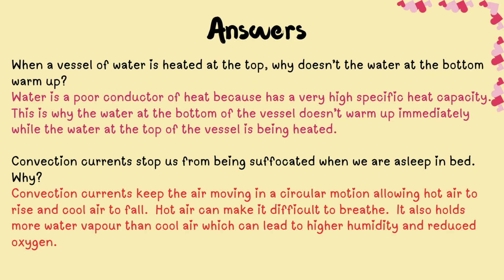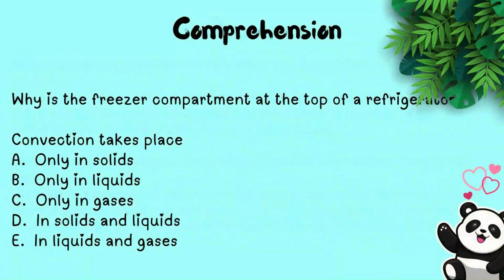Water is a poor conductor of heat because it has a very high specific heat capacity. This is why the water at the bottom of the vessel does not warm up immediately while the water at the top of the vessel is being heated. Convection currents keep the air moving in a circular motion, allowing hot air to rise and cool air to fall. Hot air can make it difficult to breathe. It also holds more water vapor than cool air, which can lead to higher humidity and a reduced oxygen.